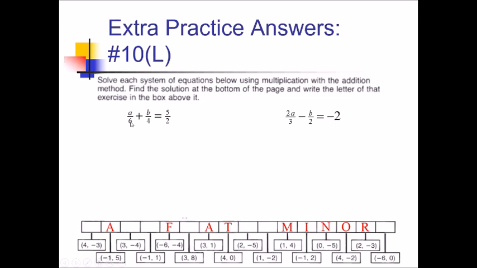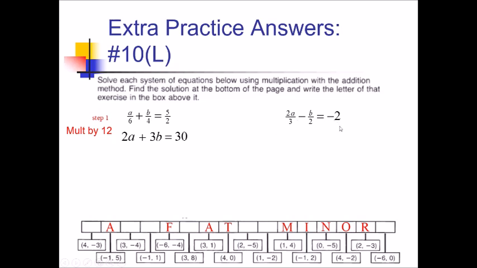Now, is 6 itself divisible by 4 and 2? It is not divisible by 4. The next multiple of 6 is 12. 12 is divisible by 4 and 2. So 12 is what I want to multiply that first equation by. So 12 times a over 6, 12a over 6, gives me 2a. And then we'll end up with a 12b over 4. We can reduce that to 3b, and that's positive. And then finally, 5 times 12 is 60. 60 divided by 2 is going to give me 30.